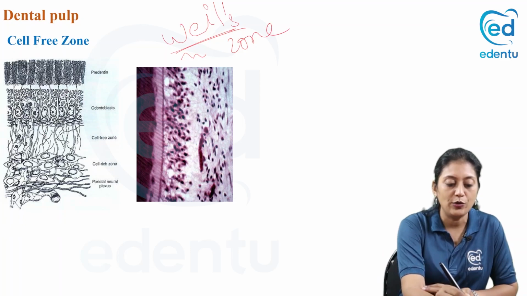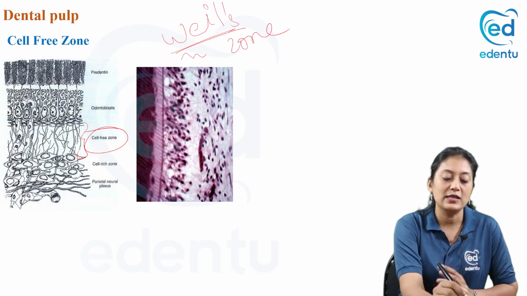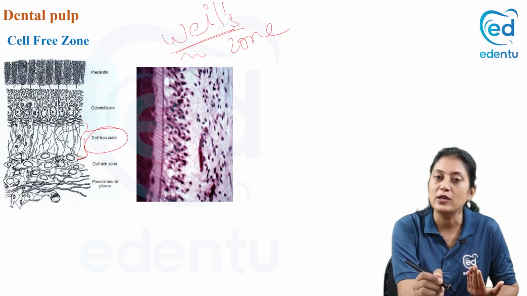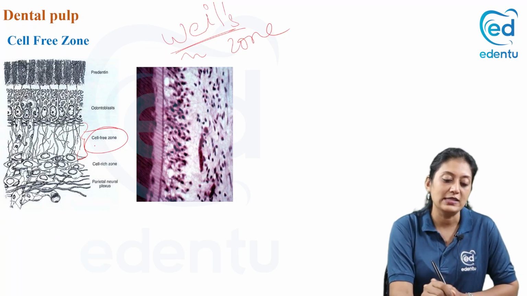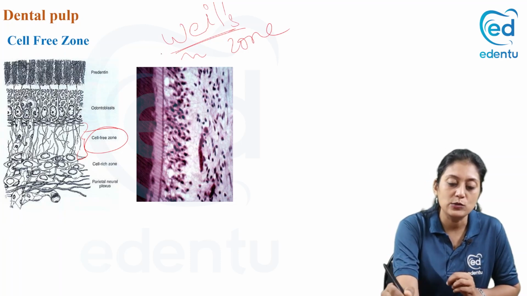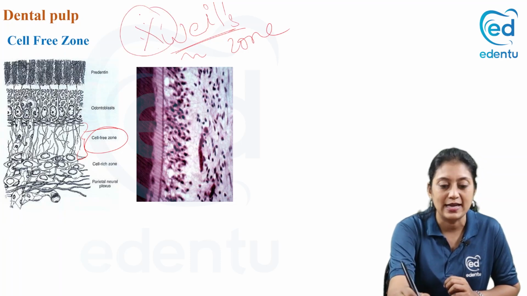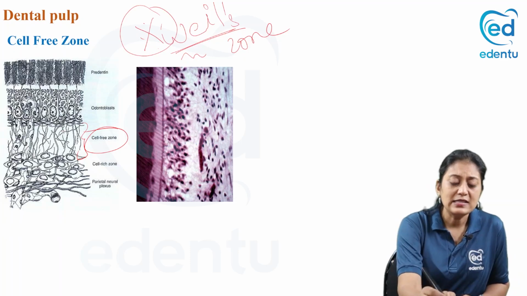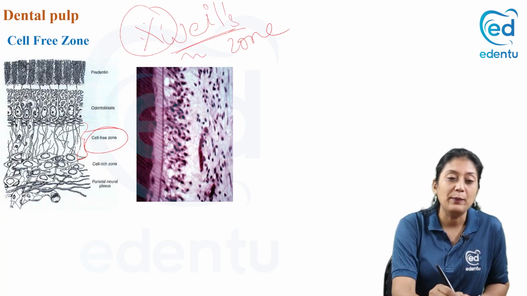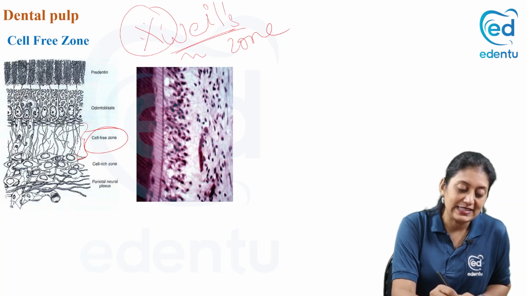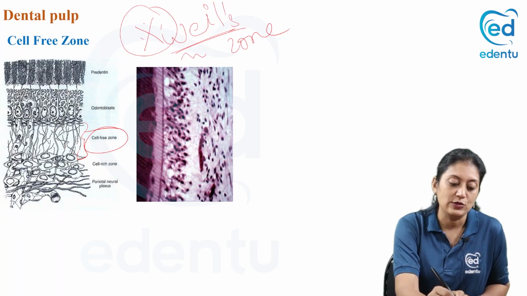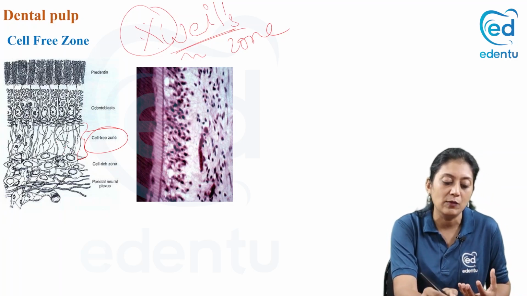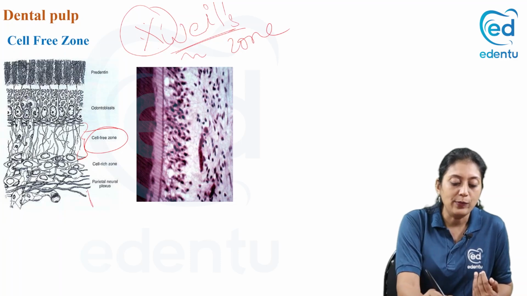See, next to the odontoblast, only fibers are seen. In this area, only fibers and ground substance will be seen. Cells will not be present. That is why it is called the cell-free zone. But there is one importance for this zone. What is that? Some of the nerve fibers from the pulp core may extend and go into the cell-free zone. So usually the nerve fibers and nerve bundles are present in the pulp core area.